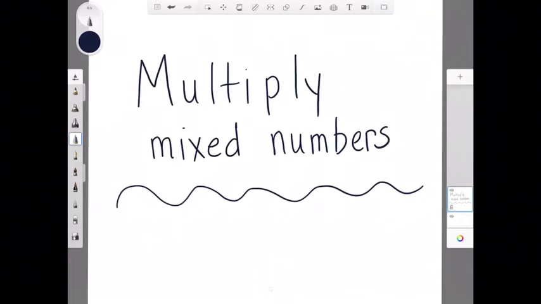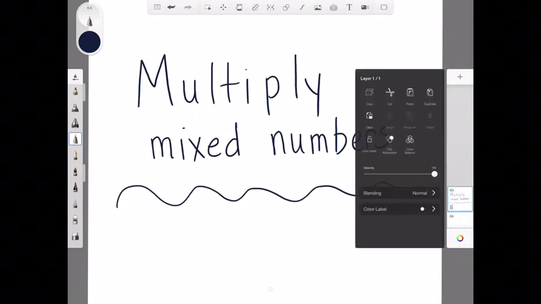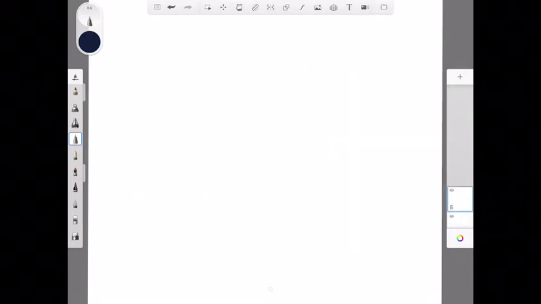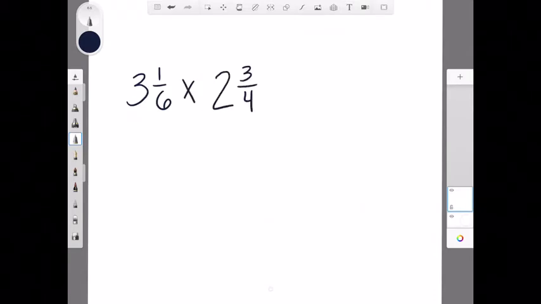Okay, in this video, we're going to review how to multiply mixed numbers. And again, we're going to start with some examples. So let's say, for example, that we have 3 and 1/6 times 2 and 3/4. The first thing we're going to do is change each of these into improper fractions. So we're going to take this times this.